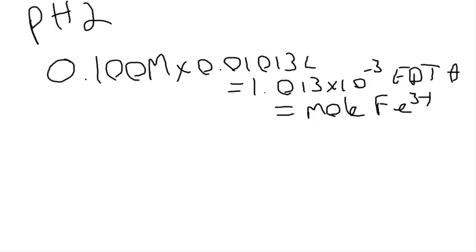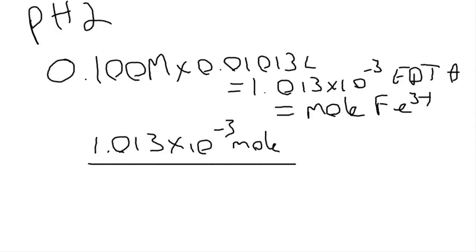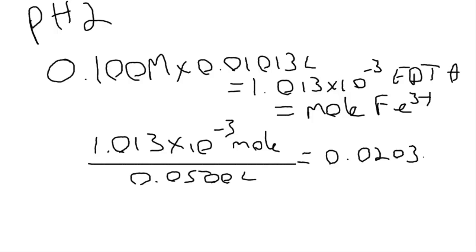To find the concentration, it doesn't say what units to use, but we'll use molarity. So to find concentration, we take the number of moles of iron and divide by the volume, which was 50 milliliters. And that will give us a concentration of 0.0203 molar for the iron 3 plus. Now we want to find the calcium.